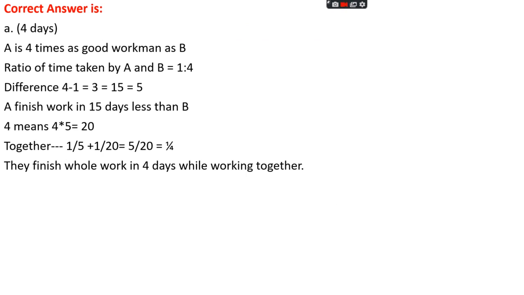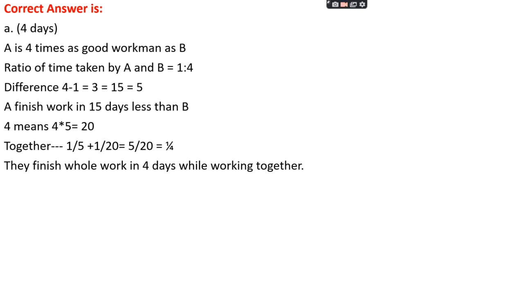The question says A is 4 times as good a workman as B, which means A is 4 times more efficient compared to B. We already know that efficiency is inversely proportional to the time taken to finish the work. It means the ratio of time taken by A and B is 1 is to 4. If A takes 1 day to complete the whole work, B takes 4 days to complete the work.